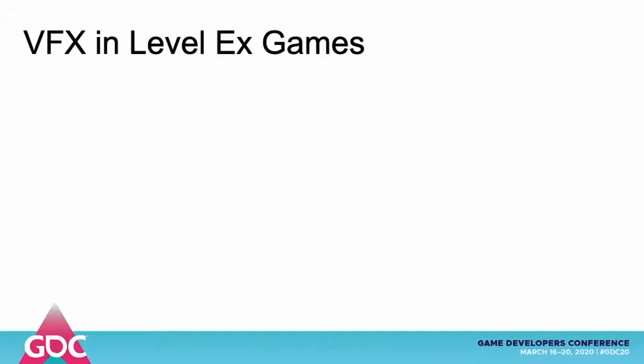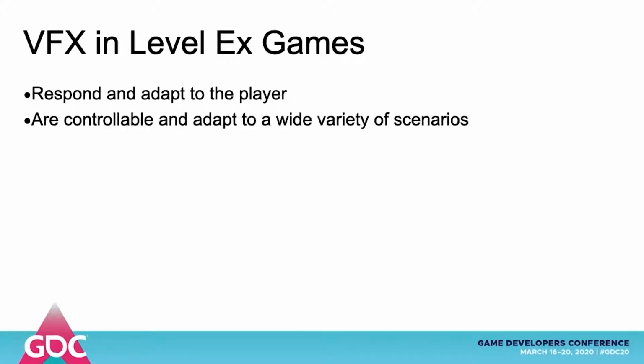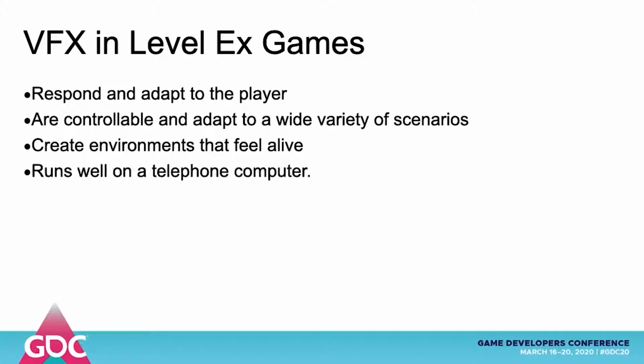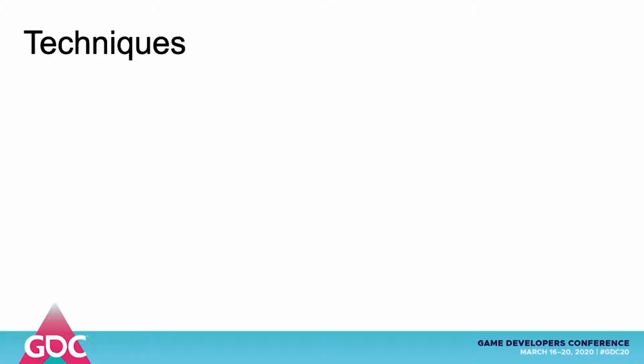Throughout the process of creating these different experiences, we've developed a set of common principles of what we think makes for an interesting effect. We try to make our effects dynamic, reacting to players' actions. We want them to be controllable, which makes them easier to reuse and adapt to a wide variety of different scenarios. We want to create environments that feel alive, because in many cases, the environments we are depicting actually are alive. And most importantly, after all this, we have to figure out how to get it to run well on a telephone computer. So in this talk, I wanted to show you guys what we've learned making effects like this.